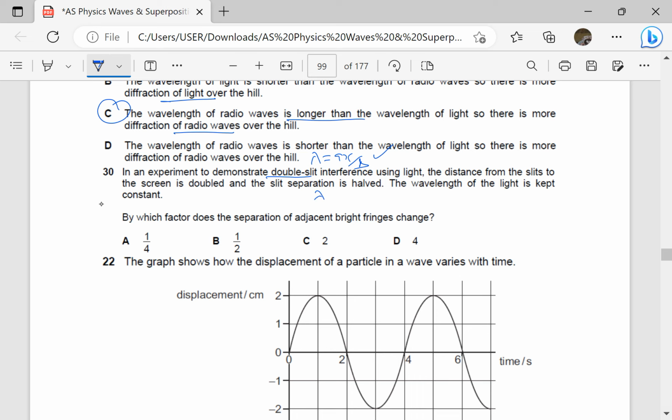The second condition, the wavelength lambda 2, they have said the wavelength is kept the same. So wavelength lambda 2 is the same as lambda. And the distance from the slits to the screen is doubled. So in the denominator, we have twice D. And the slit separation is halved. Remember, A is the slit separation, so we have a half A. By what factor does the separation of the adjacent bright fringes change? So we want to find x2.